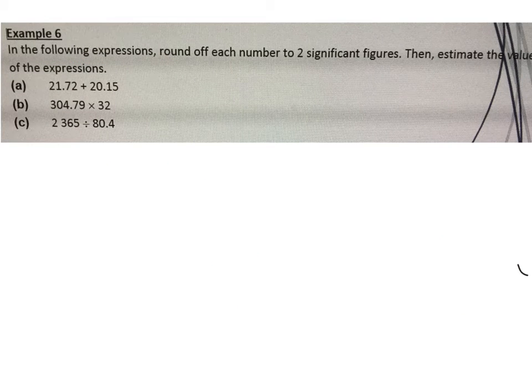And then we move to part B, that is 304.79 times 32. It's the same. The first step is that we want to round off the number to two significant figures. So 304.79 to two significant figures should be 3 and 0, but we also need to consider whether it is closer to 300 or 310. It is closer to 300, so after rounding off, this one should be 300.